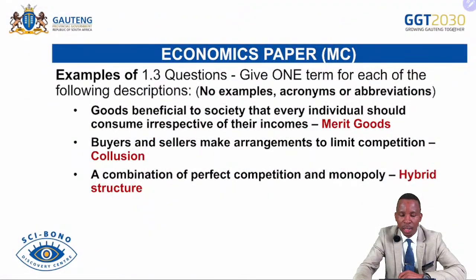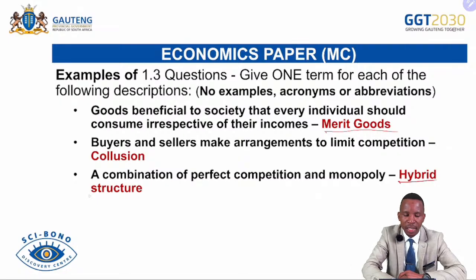Goods beneficial to society, we call them what? The merit goods. Buyers and sellers make arrangements to limit competition. We call that the collusion. A combination of a perfect market and the monopoly, we call that one the hybrid structure.